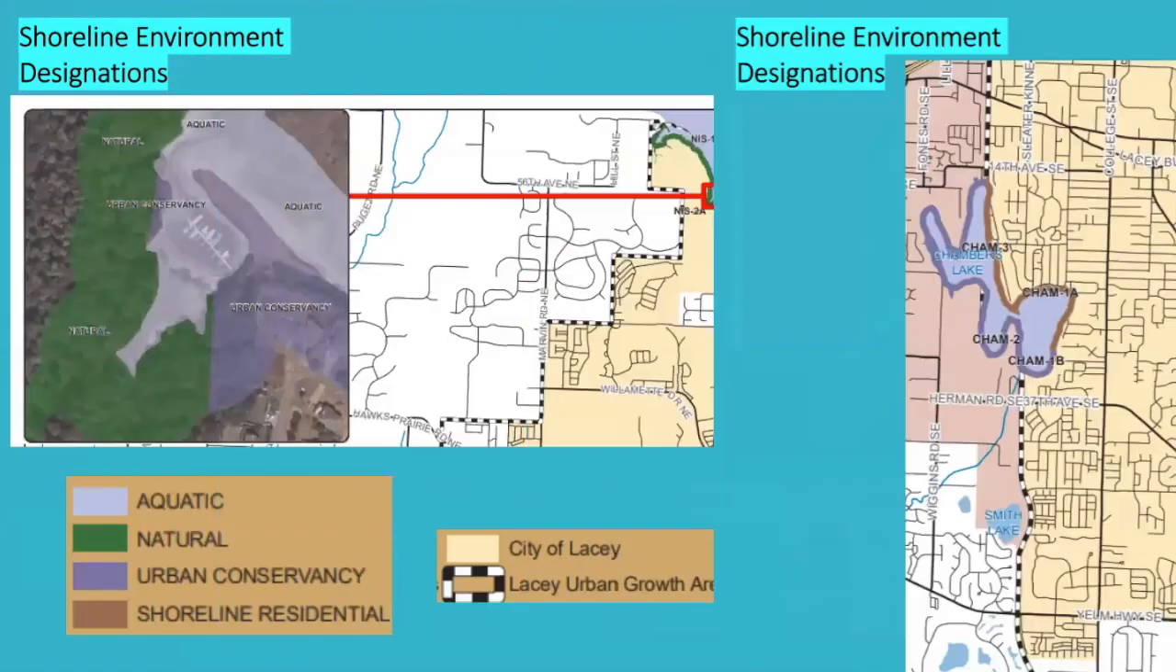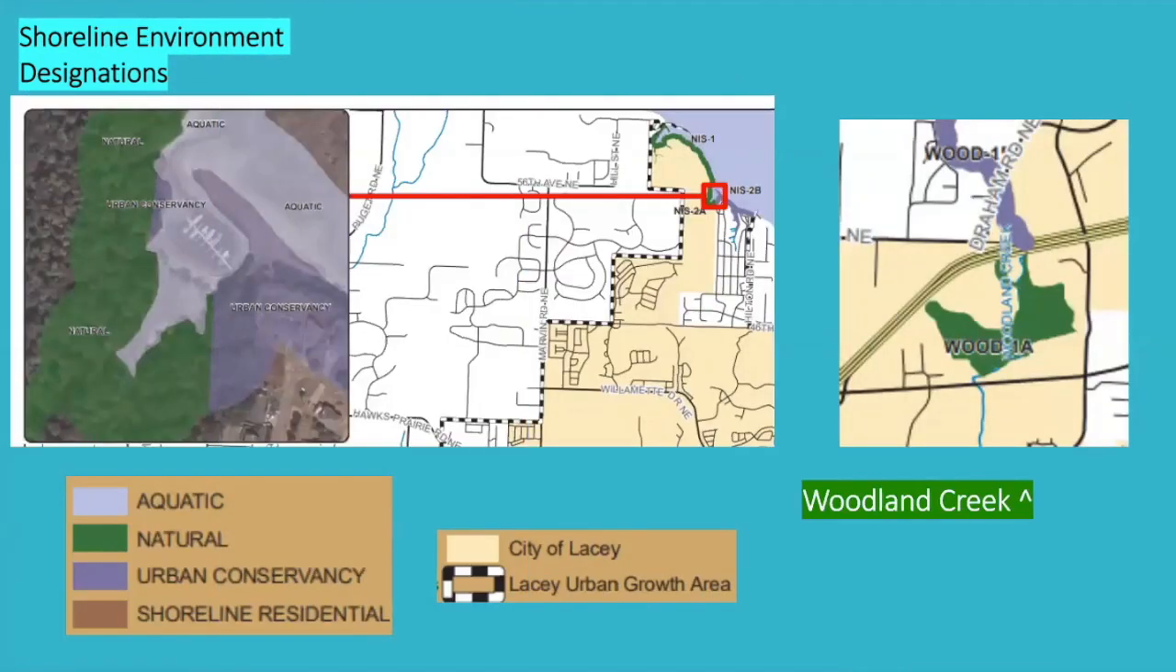Zooming in, there are what are called shoreline environment designations. These are essentially like an overlay in addition to the zoning code for that land. There are 4 designations within city limits and the UGA that are listed there. And then you can see the zoomed in section of Woodland Creek. You can also see that there are some associated wetlands as part of Woodland Creek's shoreline environment designations there.